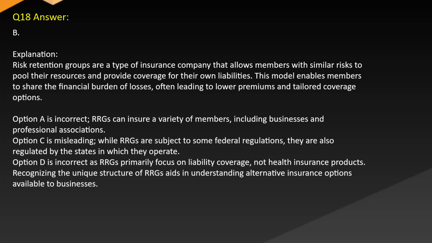Option A is incorrect. RRGs can insure a variety of members, including businesses and professional associations. Option C is misleading. While RRGs are subject to some federal regulations, they are also regulated by the states in which they operate. Option D is incorrect, as RRGs primarily focus on liability coverage, not health insurance products. Recognizing the unique structure of RRGs aids in understanding alternative insurance options available to businesses.